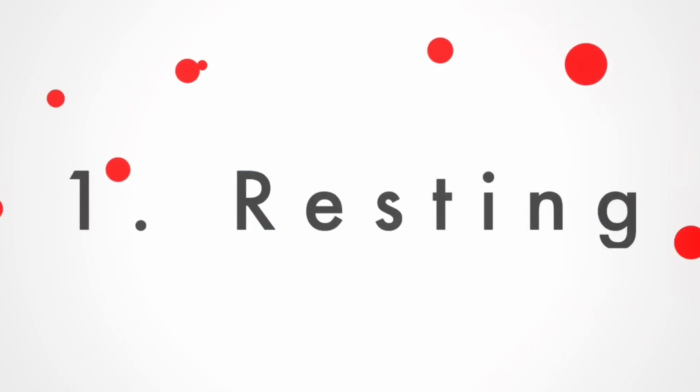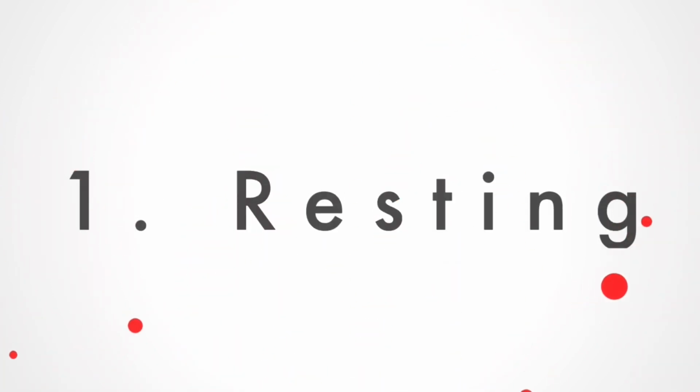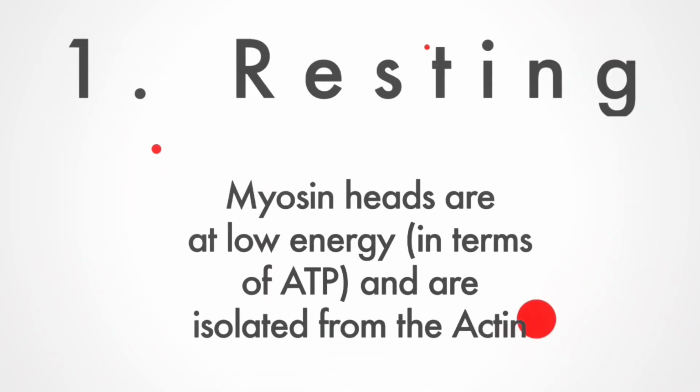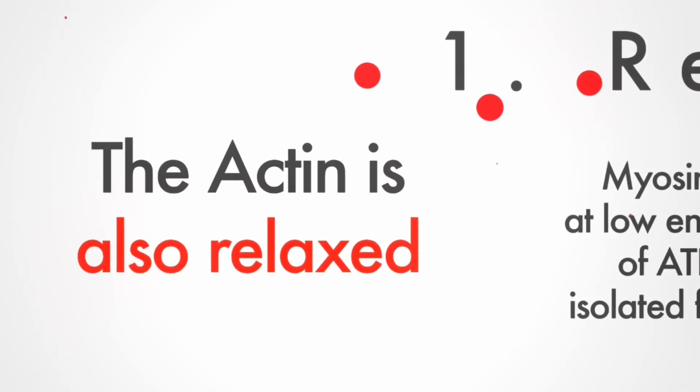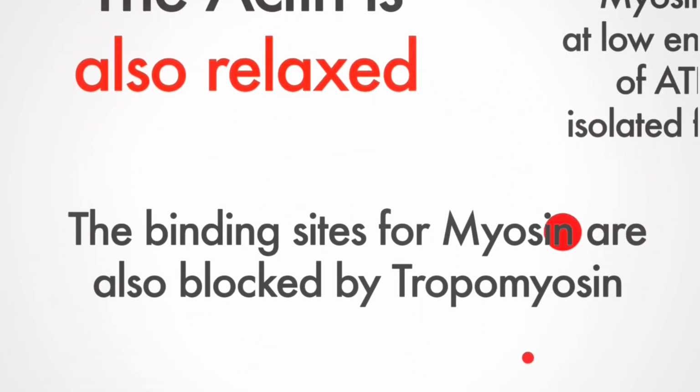First, we'll be starting off with the resting stage. During the resting stage, the myosin heads are at low energy and in an unattached position. The thin actin filaments are also in a relaxed state, and the binding sites for myosin are blocked by regulatory proteins.